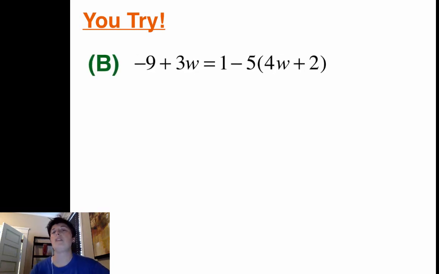Okay, we're going to try another one, another you try. I'm going to call this letter B. Here's your next you try problem. This time you're going to solve for W. And the question is negative 9 plus 3W equals 1, take away 5, quantity 4W plus 2. Again, hit the pause button on your device. See if you can do this on your own.